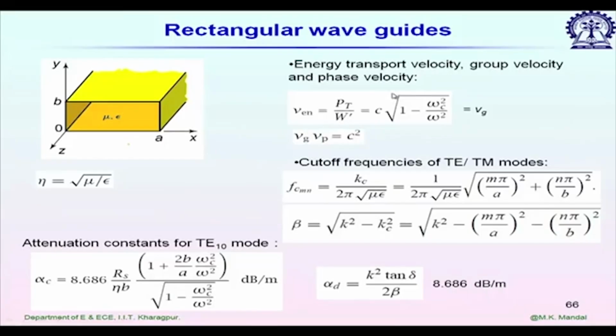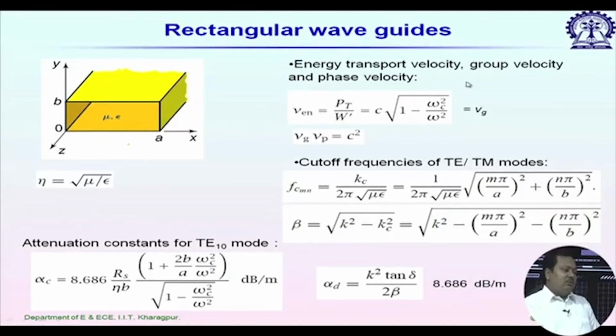at millimeter wave frequencies. So, the energy transport velocity or group velocity can be given as c into the square root of 1 minus omega c squared by omega squared. So, group velocity becomes a function of omega, right. It varies with omega, so it is always dispersive. Once we have group velocity, we can easily calculate phase velocity. They are related by this expression.